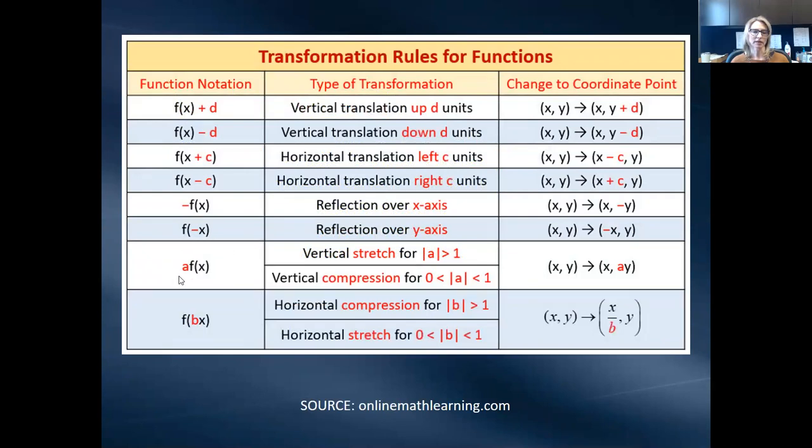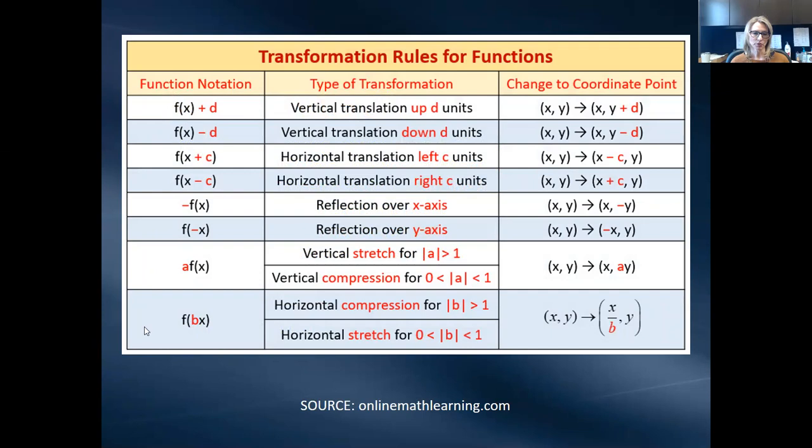And if you'll remember when we were talking about trig functions, if you put a number in front of the sine function, it caused the amplitude to get higher. So this is a vertical stretch. A number in front of the f of x is a vertical stretch when this number is greater than 1. Now, if this number was between 0 and 1, it would compress it vertically.